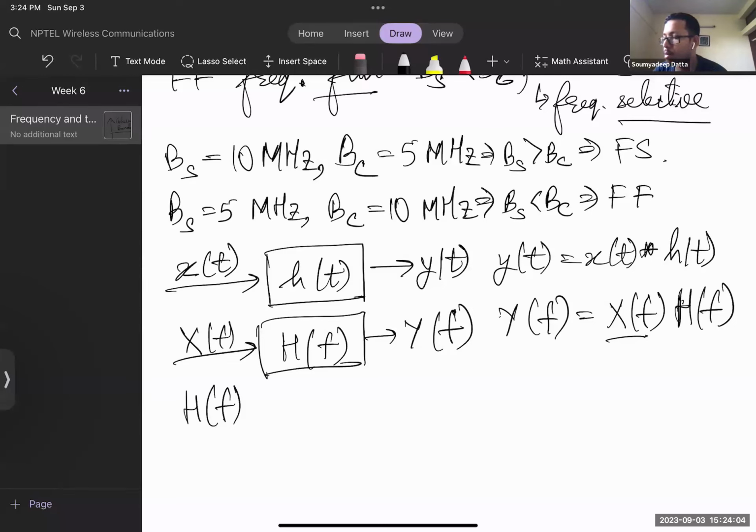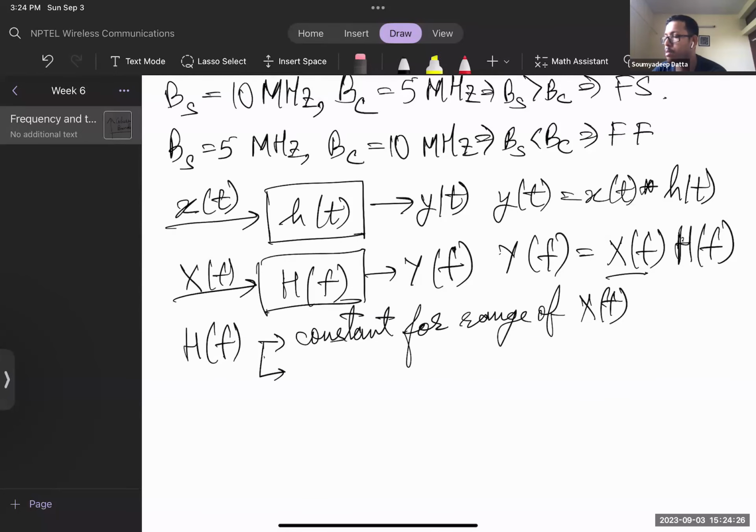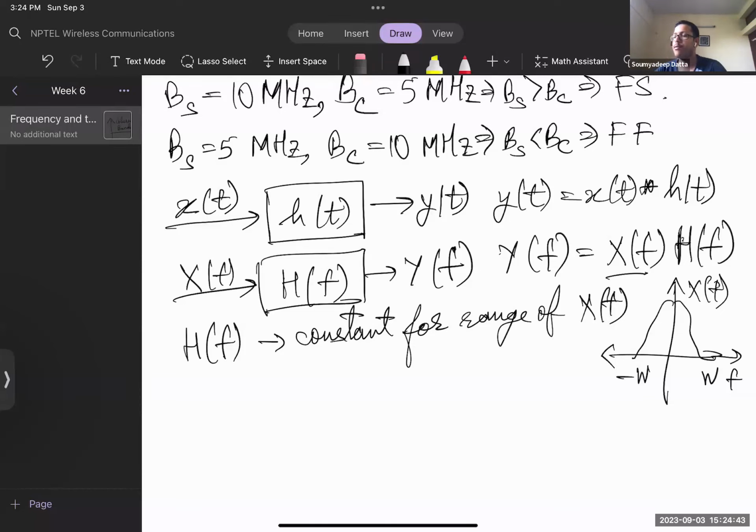For h of f, we need to see if this is constant over the range of x of f. Since this is multiplied, x of f can be some signal like this. Let's say this is x of f, from minus W to W. So we want to know if h of f, the response of the channel, looks like this. Does h of f look like this? Maybe it's like a box later, or we don't know. But essentially, we are concerned about this part, minus W to W. Is h of f roughly constant?